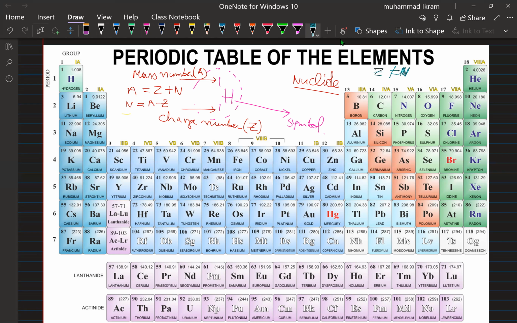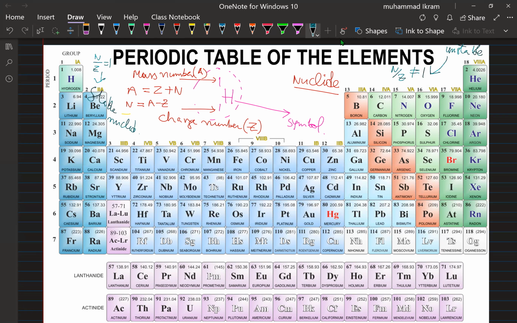So for some elements, the N by P ratio, the N by Z ratio, is 1. These are usually stable nuclei. They do not radiate. We call them the stable nuclei. And for all those elements in which the N by P ratio or the N by Z ratio is not equal to 1, they are usually unstable and are radioactive in nature.